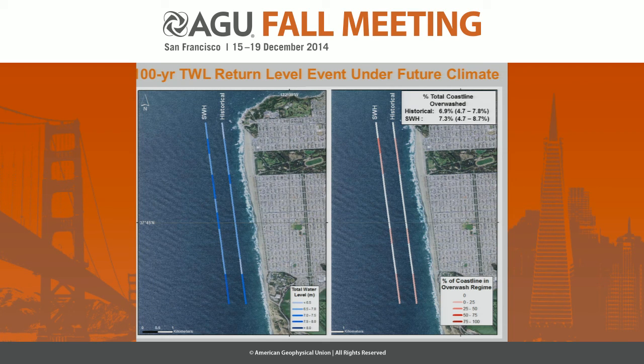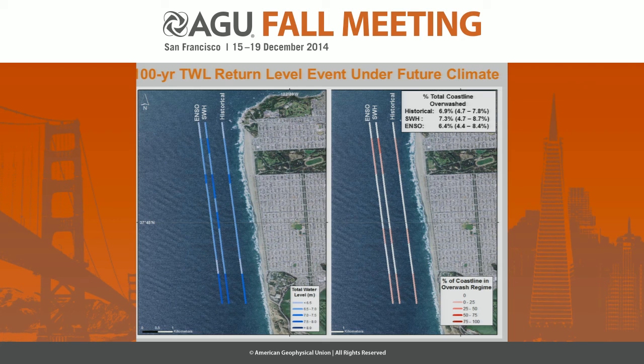We can then look at how changes to significant wave heights might change this average event, and you can see that in some areas we get some darker blues, so higher magnitude total water levels, but still only about 7% of the coast is, on average, affected by overwashing.